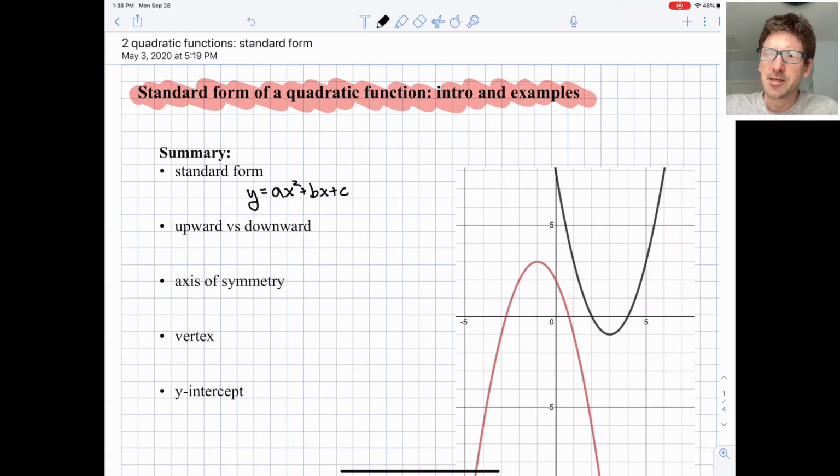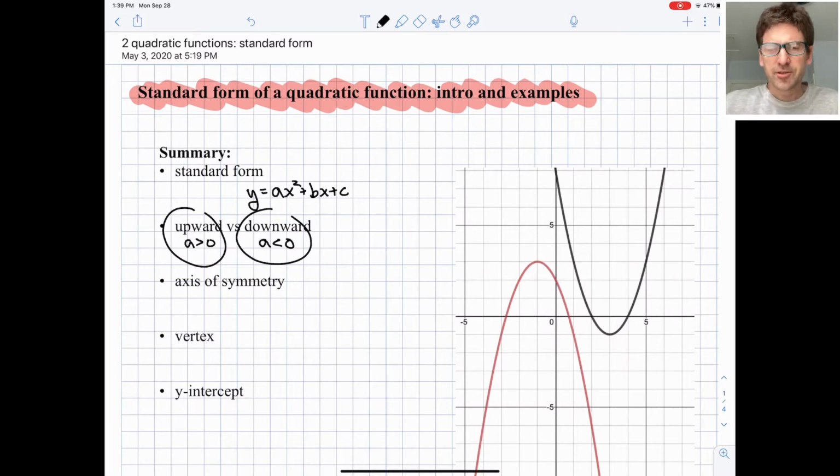Okay? And a, b, and c will be coefficients in an actual function that we'll be looking at. And x and y, of course, are our independent and dependent variables. A parabola can open upwards versus downwards. In the graph you can see, the black parabola is opening upwards and the red parabola is opening downwards. And that's all based on what the a value is. So if a is greater than 0, we have an upward parabola. If a is less than 0, we have a downward parabola.